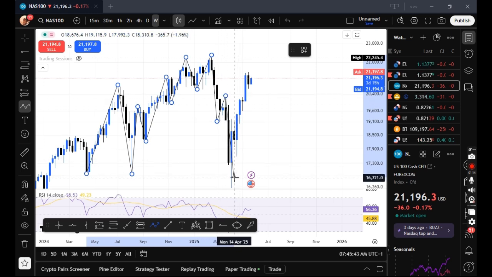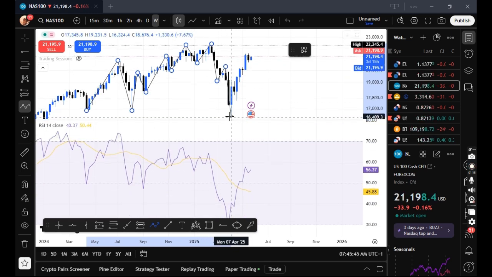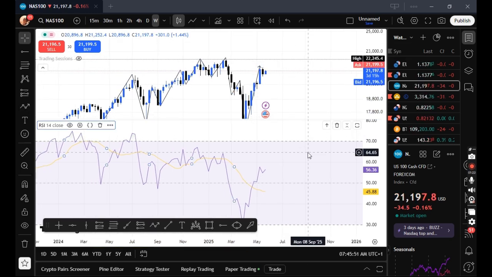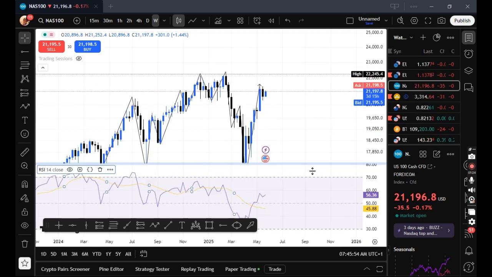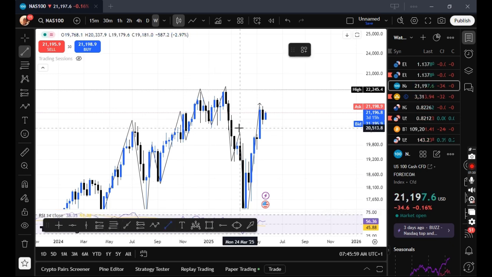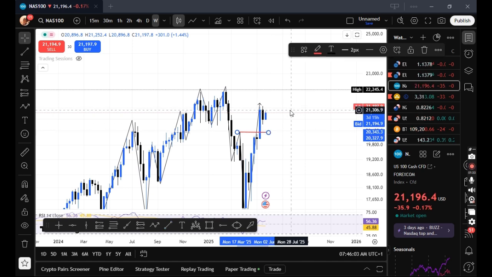Now looking at this right now, we know that the structure of the market is an uptrend. To know an uptrend market, we have to know that this market was in a downtrend before a change of character occurred, which gives us an indication of an uptrend. Looking at the change of character there, we all know that the market is now an uptrend.